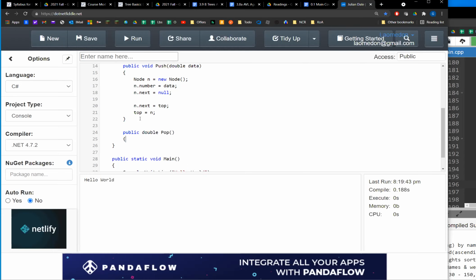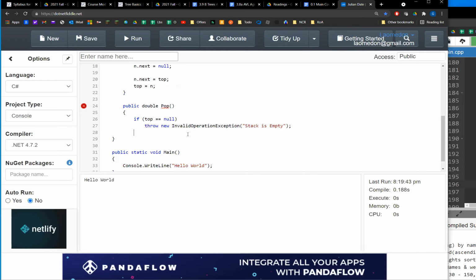And pop. At the moment, I don't have anything to make use of, so we'll just have to make exceptions. Stack is empty for the moment. Trying to pop from an empty stack doesn't work so well.